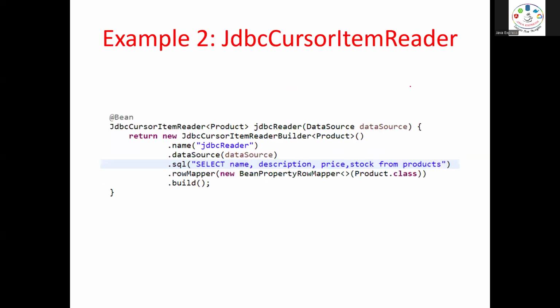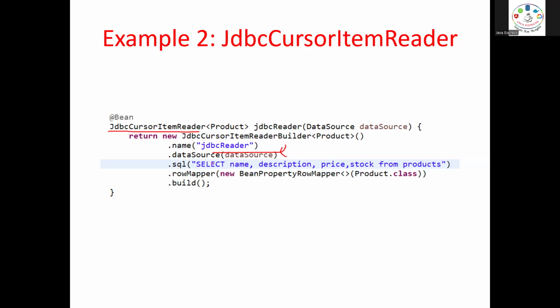Okay, now next, JDBC. If you want to read the data from the database, I should use JdbcCursorItemReader. This is the implementation class, and to read the data from the database, a DataSource object is required, so I should autowire the data source. If you provide the data source, it will understand the database username, password, and which database you are connecting to; the complete information is available in the data source. And then which data you want to pull from the database.